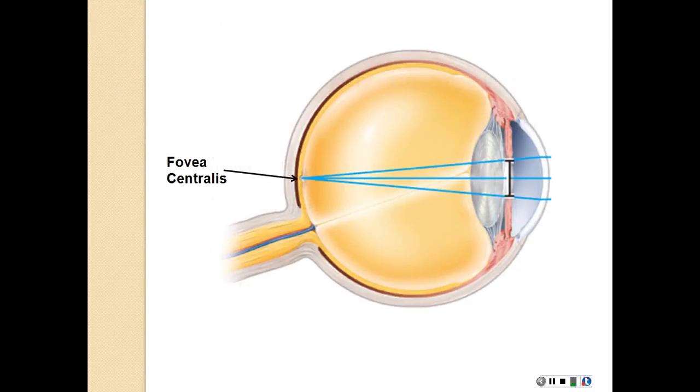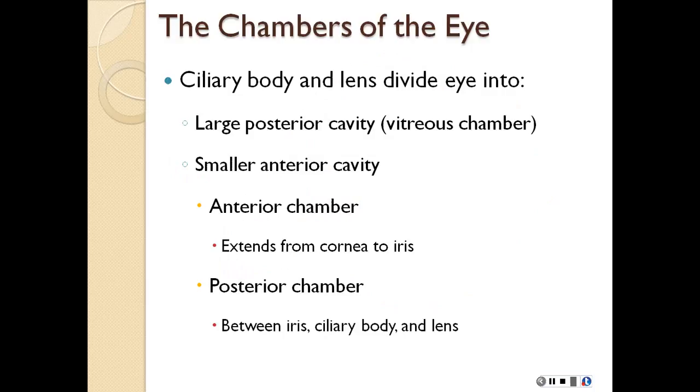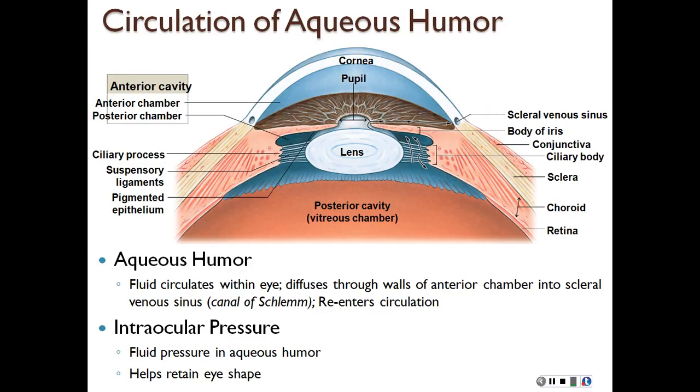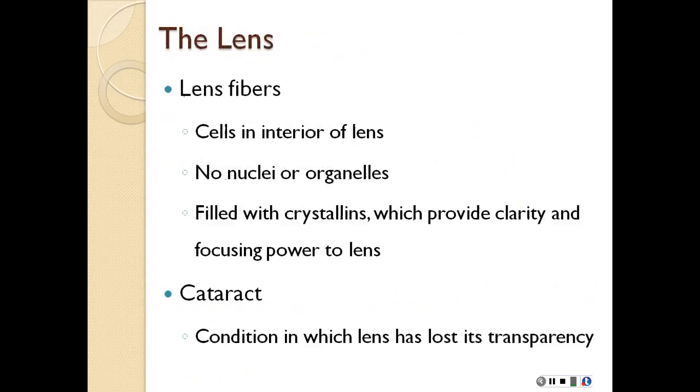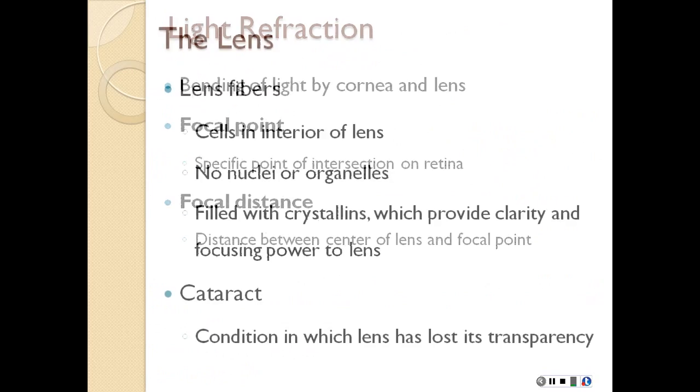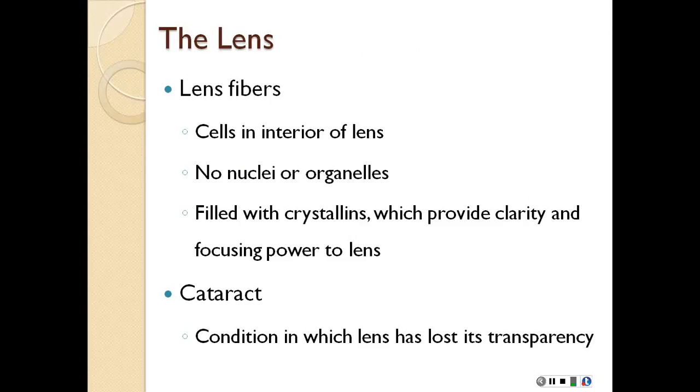Okay, so the fovea centralis, again, provides high visual acuity. And you have the chambers of the eye. The lens, we talked about the function. What is the function of the lens? Right, it focuses. It's the focusing part of the eye.